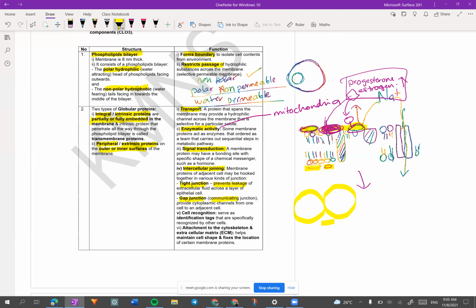Okay, communicating junction. So dia akan menyebabkan the cytoplasmic channel from one cell to adjacent cell. So dia help untuk boleh ada gap so that any information from one cell can be passed to the other cell. Next one adalah untuk cell recognition. So this one is very important as well.